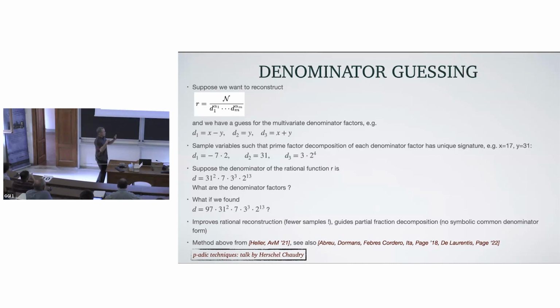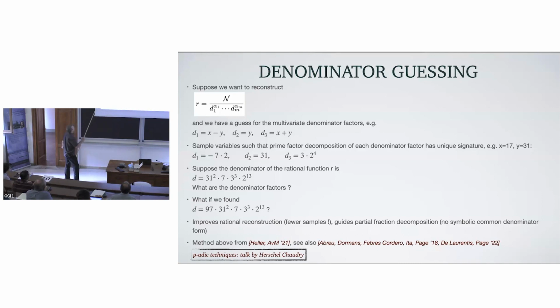Now, there are methods to guess the denominators or the types of denominators you have in the problem. Once you have them, you can either use univariate reconstructions to find the multivariate denominators, or you can use the scheme which I want to discuss here. That is, suppose you know for some reason that this is likely the type of denominator factors you have in your expression. Now you can sample these denominators by plugging in some numbers for your variables.